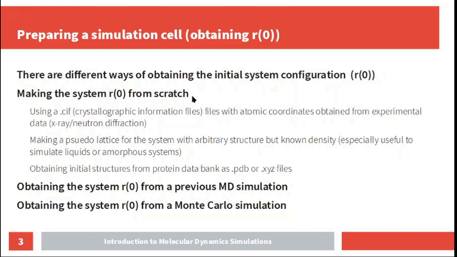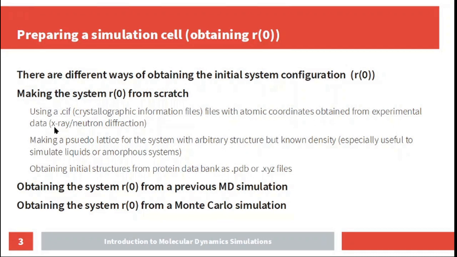Of course, no one can build anything from scratch. As Carl Sagan once said, if you want to make a cup of coffee from scratch, you'll first have to create the universe. So you can start the system from scratch by using a .cif file with atomic coordinates obtained from experimental data.